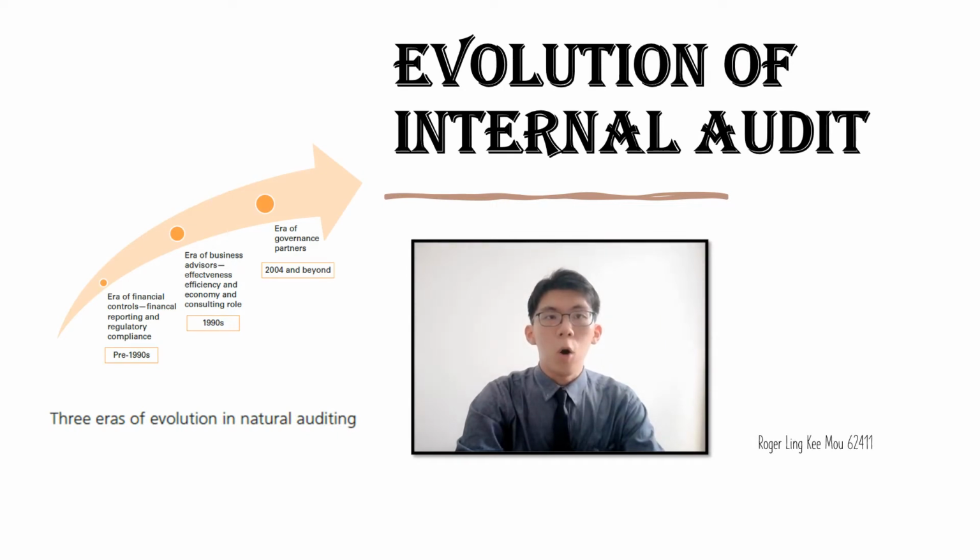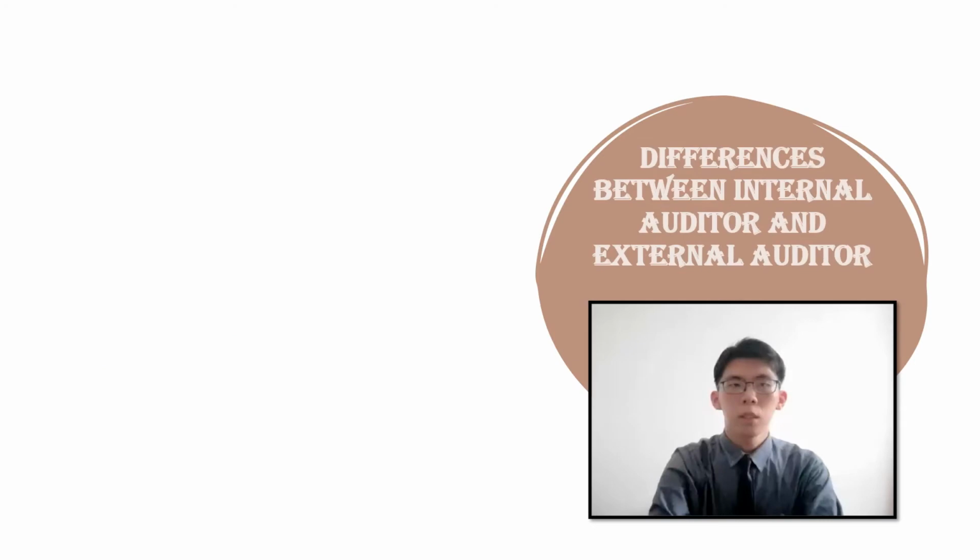Evolution of internal audit. There are 3 areas of evolution in internal auditing. The first one is the area of financial controls, the second one is the area of business advice, and the last one is the area of governance partners.